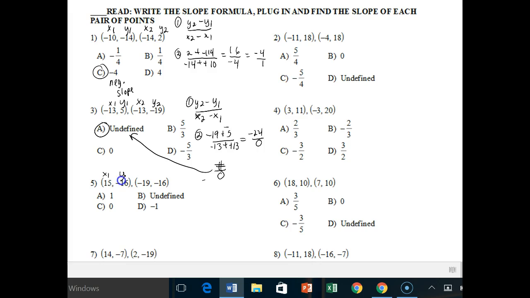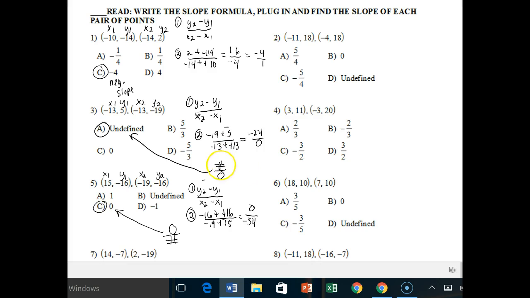Number 5, x1, y1, x2, y2. Yes, write the formula again. So y2 minus y1 over x2 minus x1. Step 2, plug in. Negative 16 minus negative 16 over negative 19 minus 15. Plus positive plus negative. We get, sorry, there's a negative there, guys. Negative 16 plus positive 16 is 0 over negative 19 plus negative 15 is negative 34, but that really doesn't matter because when I have 0 over a number, I know my slope is 0.